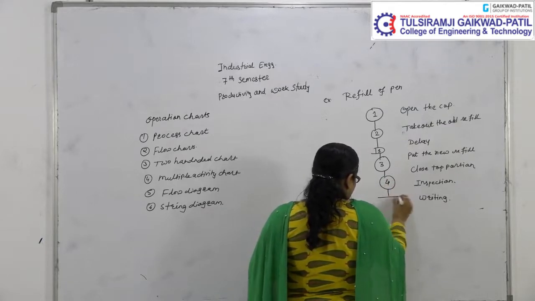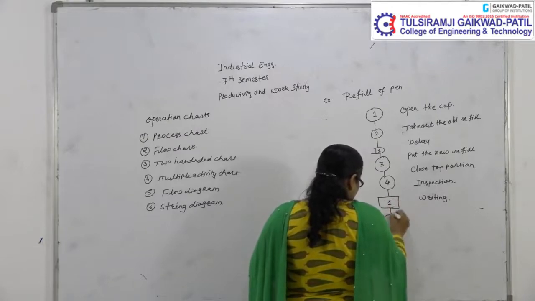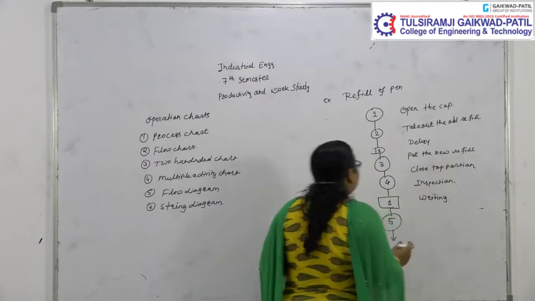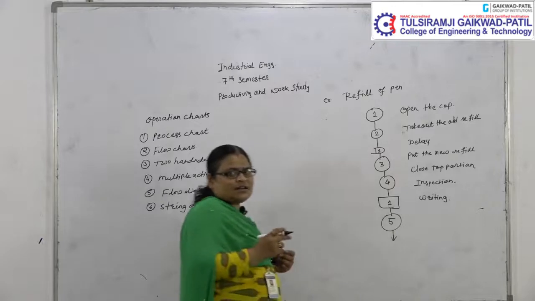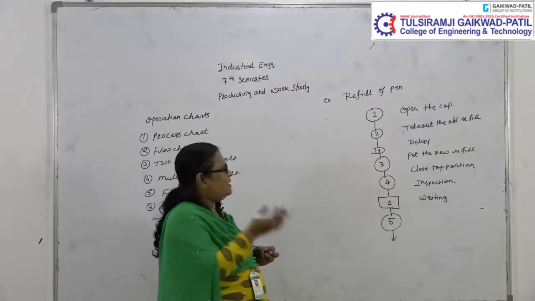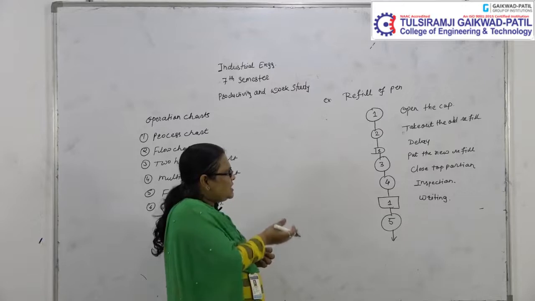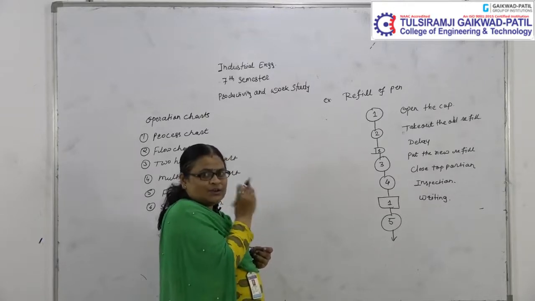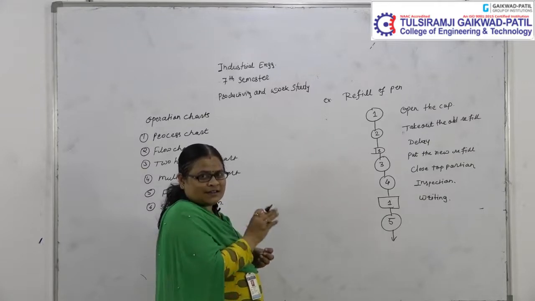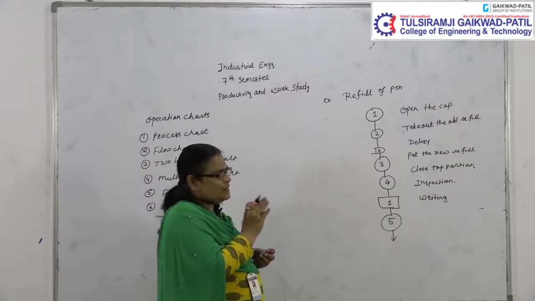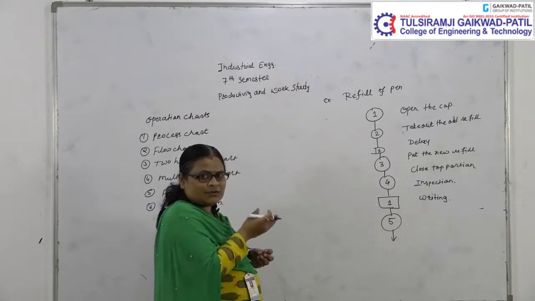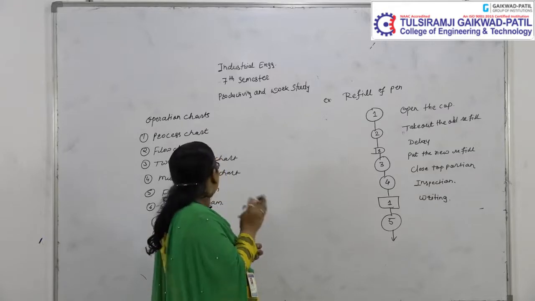After that inspection, this is the first inspection, and after that it is a writing, that is the fifth operation, and your process can be written in this way. So this is the process which is carried out in the form of the circles, in the form of the inspection. So these symbols are used as a flow process diagram. So all of you understand the process, how the process charts can be written down. So this is called as a flow process chart.